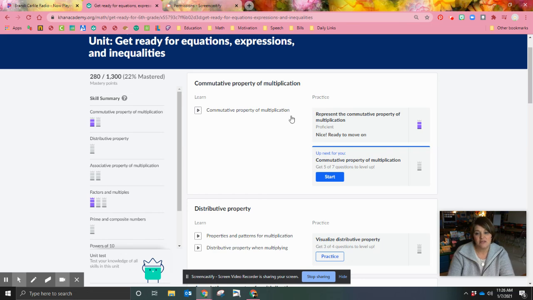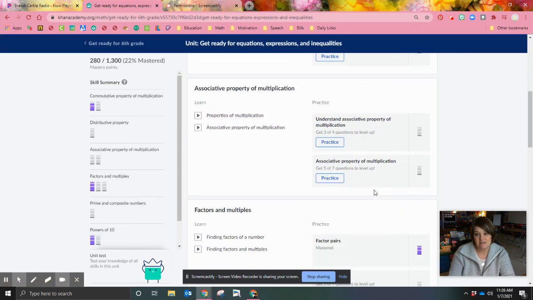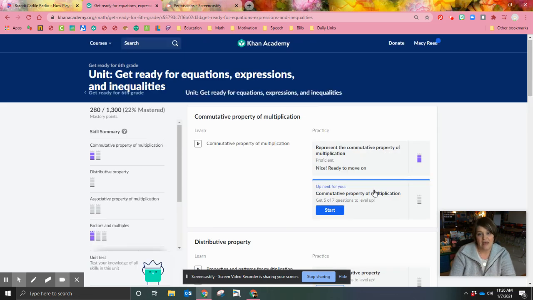Okay, so you can do that by completing the skills individually, or by continuing to take the unit test as many times as needed to continue mastering those skills. And I hope that helps.